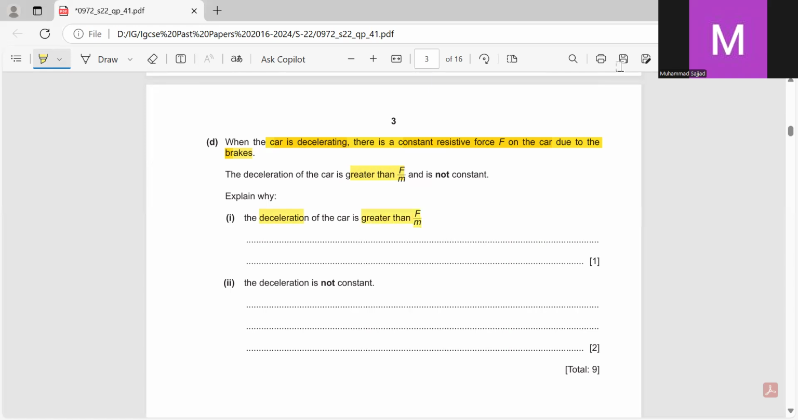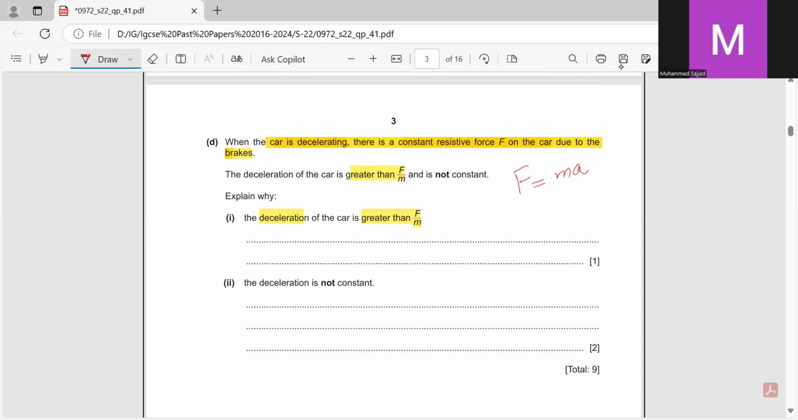So why so? First of all, what is this F over m? From where are we getting this? We know from Newton's second law of motion, F is equal to ma. The resultant force is equal to mass times acceleration. If I make acceleration the subject of the equation, it becomes F over m. And deceleration is a type of acceleration. So he's saying that the deceleration of the car is greater than F over m, meaning it is slowing down more quickly than mentioned by F over m.